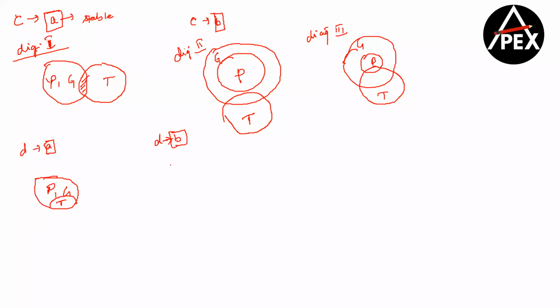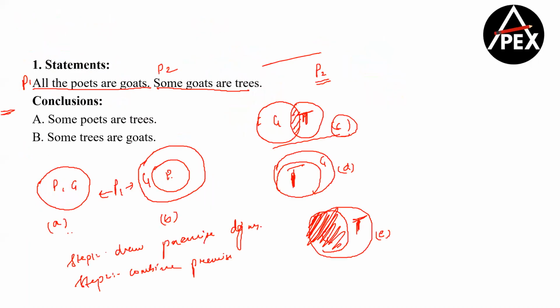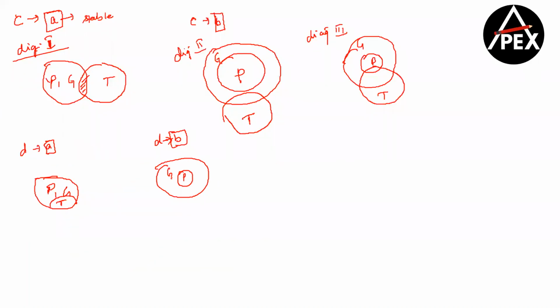For that I'll draw B first. P, G. And how does G look? There is T inside of G. So if there is T inside of G, maybe T is not touching the P, or maybe it's an intersection like this. P, T and G. Correct. Please explain diagram 3. See, there are two possibilities.